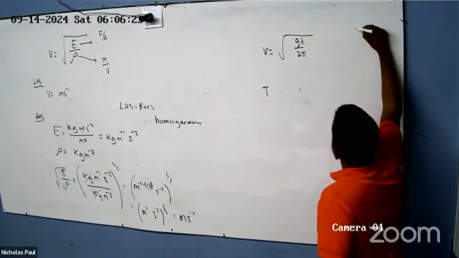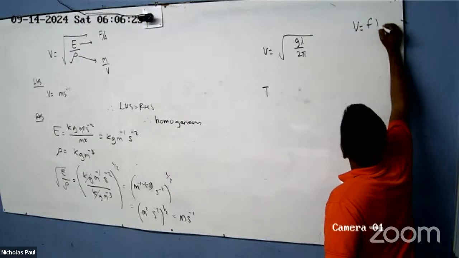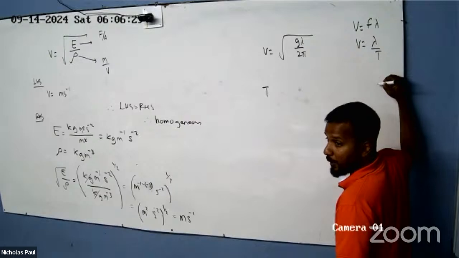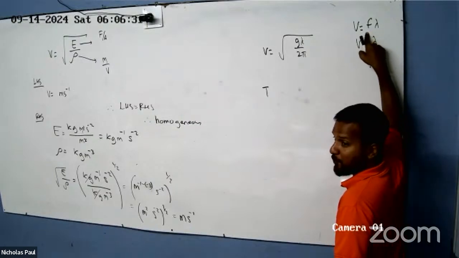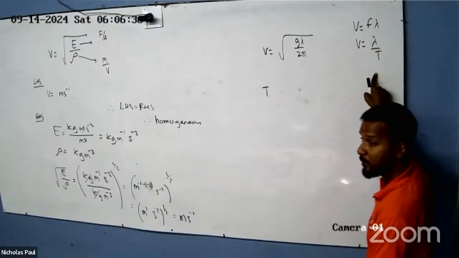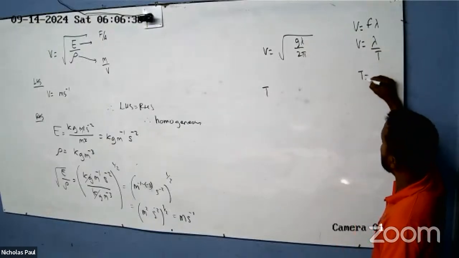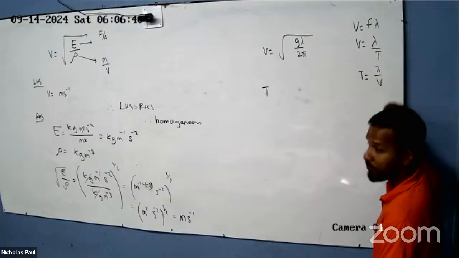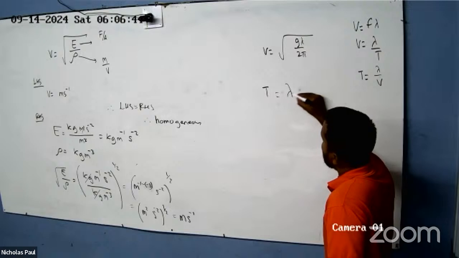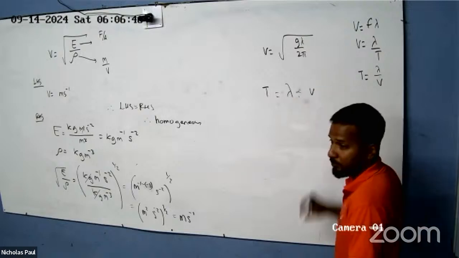Right? I told you that v is equal to f lambda and v is equal to lambda on T, because frequency is one over the period. Correct? So you okay with this? So if I cross multiply and switch them, I'll get T is lambda on v. You okay with that? So writing that here: T is lambda divided by v.